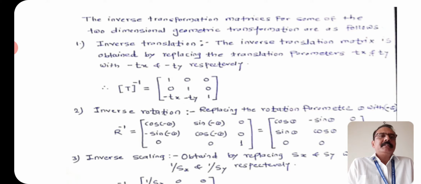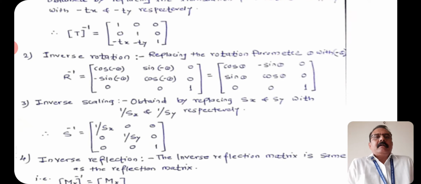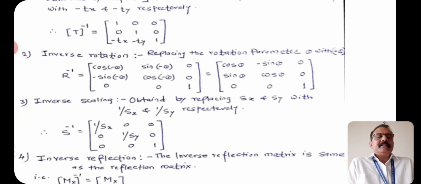Similarly, inverse rotation is obtained by just replacing the rotation angle theta with minus theta. Our rotation matrix becomes cos minus theta, sin minus theta, 0, minus sin minus theta, cos minus theta, 0, 0, 0, 1. It becomes cos theta, minus sin theta, 0, sin theta, cos theta, 0, 0, 0, 1.